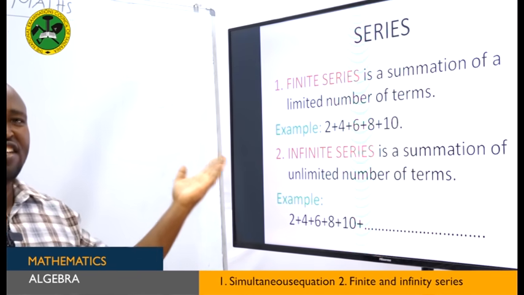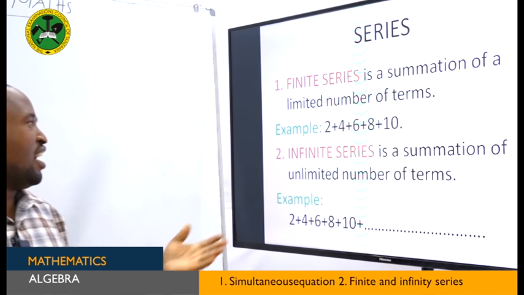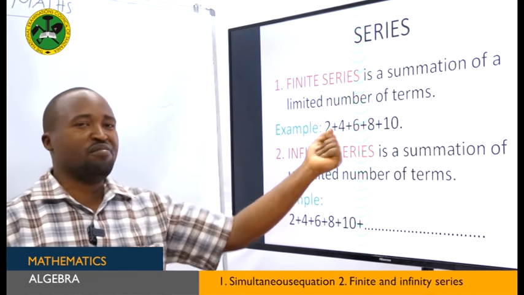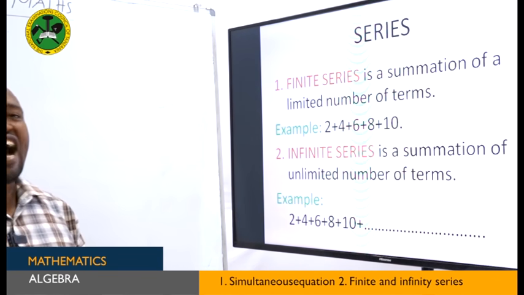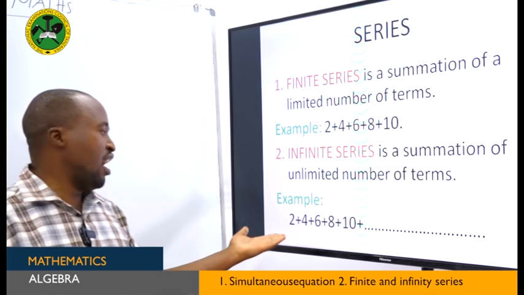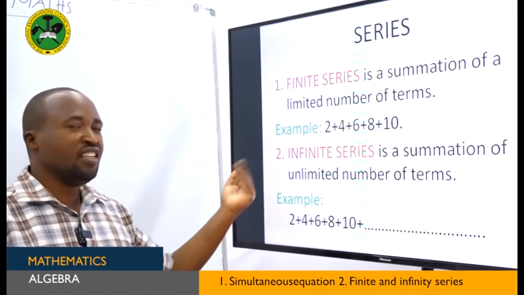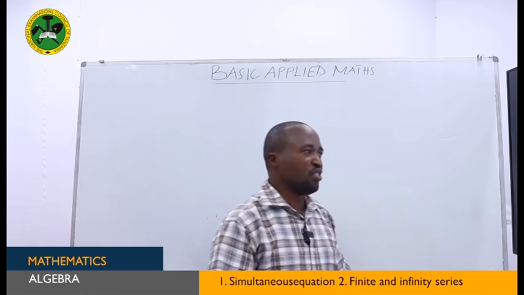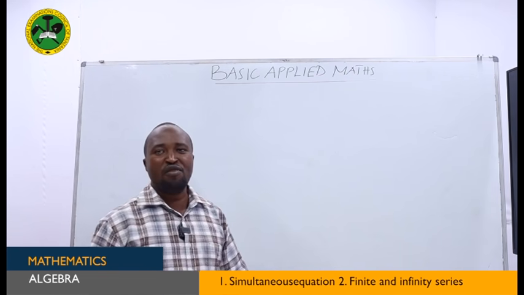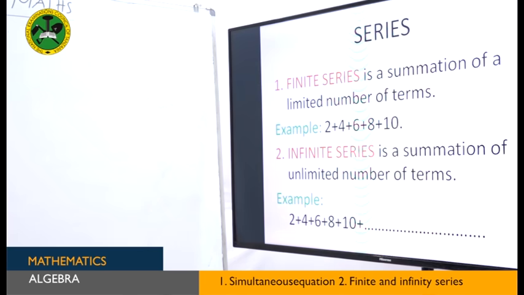So the numbers in finite series are limited. It means they are countable. You can count them. But for the case of infinite series, they are uncountable. It means you cannot count the terms which are in infinite series. Now, my dear students, let's proceed by solving some of the review questions concerning finite series and infinite series. And we are going to see how to apply the sigma notation.